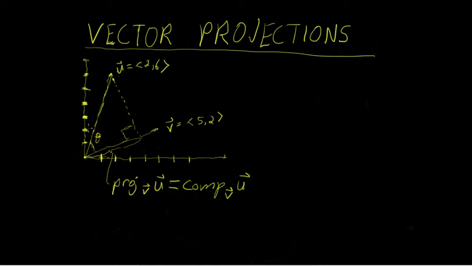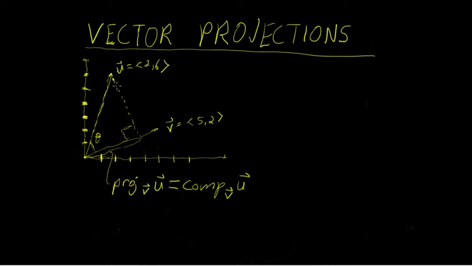In this video, we're going to be talking about vector projections. So we have this vector u here, and its terminal point is on (2, 6), and we have this vector v, whose terminal end is on (5, 2). And when we talk about the projection of vector u onto vector v, what we're saying is this.